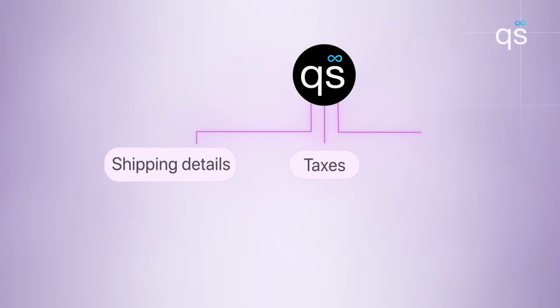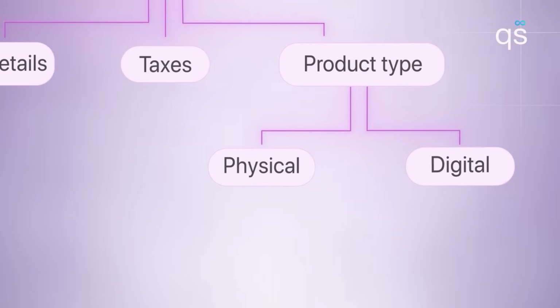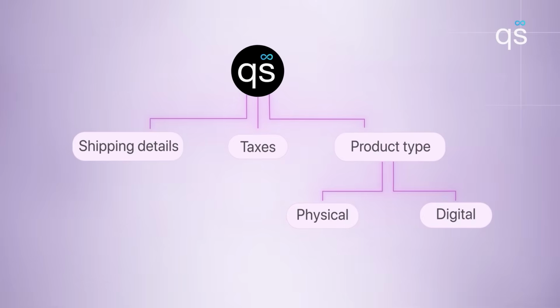And orders, they flow automatically between stores, keeping everything aligned. Even shipping details, taxes, product type, physical or digital, are handled automatically. Let me show you how QuickSync works in action.